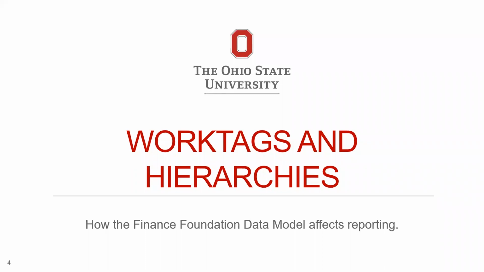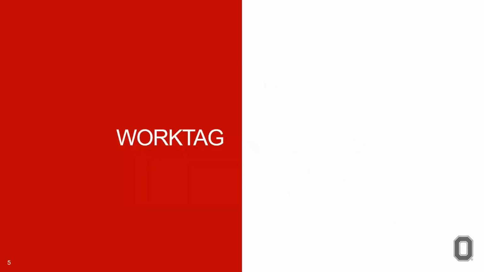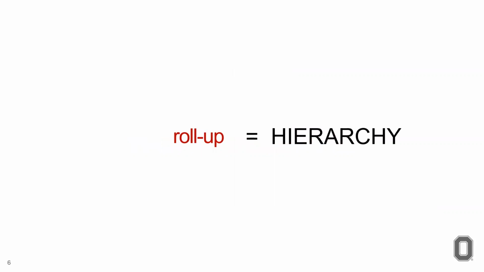In the Finance Foundation Data Model course, you learned about 2 key Workday elements that make it possible for us to select the information we want to see in the reports. Those are work tags and hierarchies. Hierarchies are the structure that allows us to roll values together. And because of the hierarchies in Workday, it is possible for the same report to provide both a high level and a detailed view of the financial data.